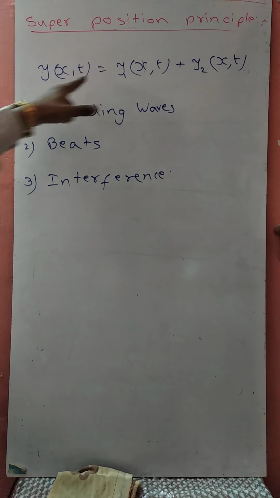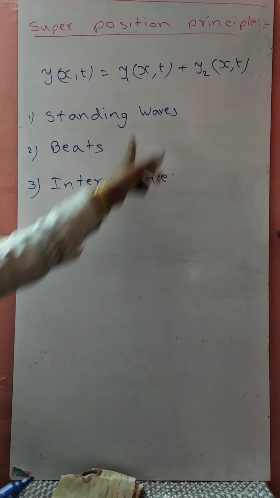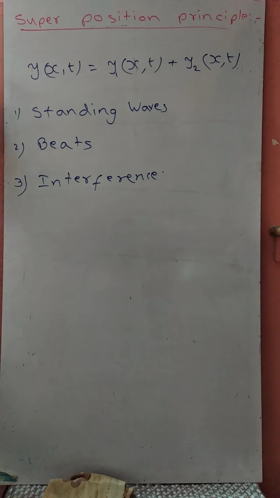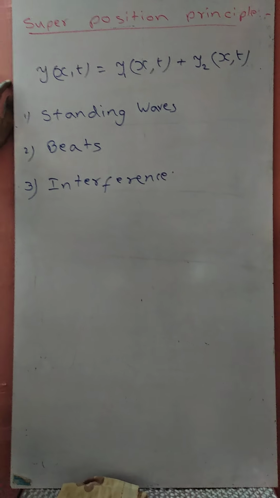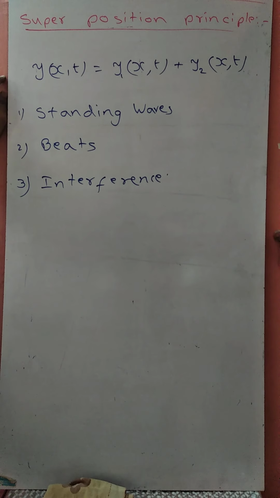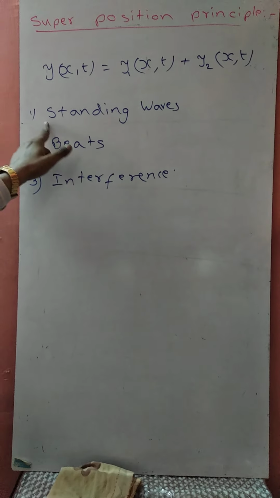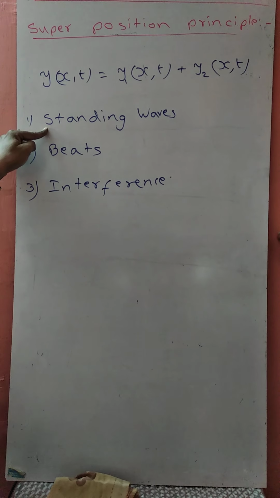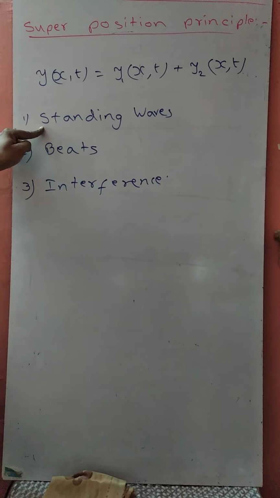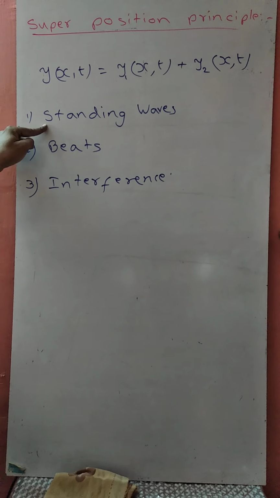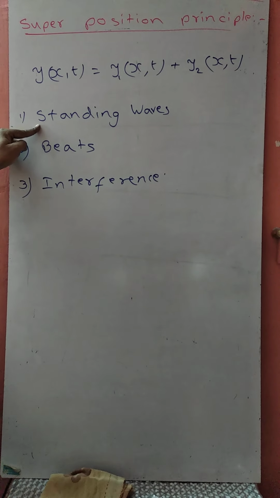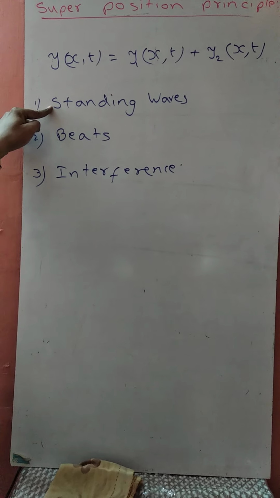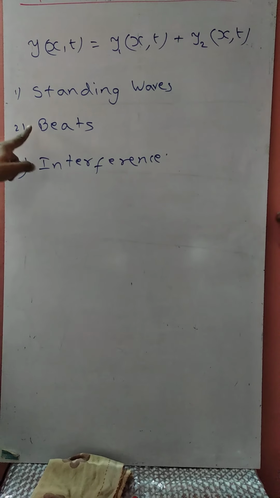Based on the superposition of two waves, these three phenomena are possible. As far as standing waves are concerned, if two waves of the same frequency and wavelength moving in opposite directions superpose on one another, they will give standing waves.